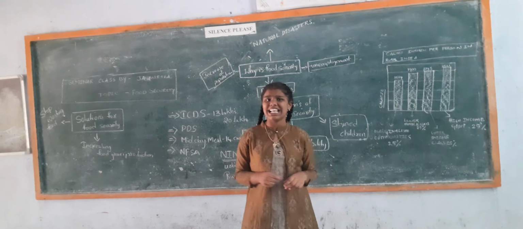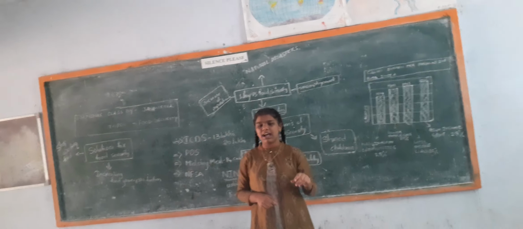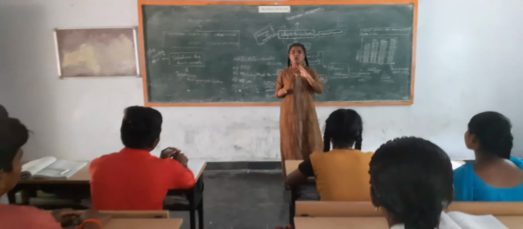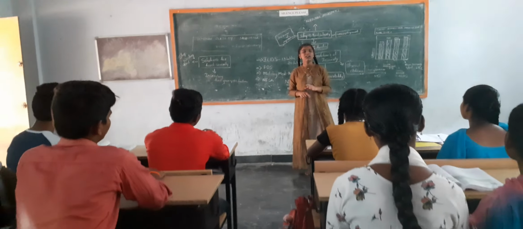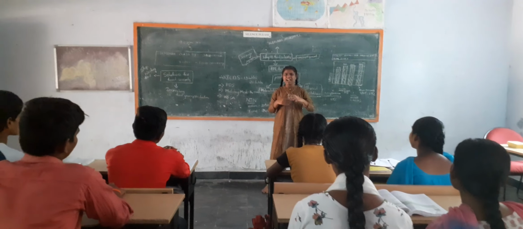And there is one more key aspect, called affordability. Affordability means the available and accessible food grains are within the reach of people without any social and economic difference. Let's move forward.